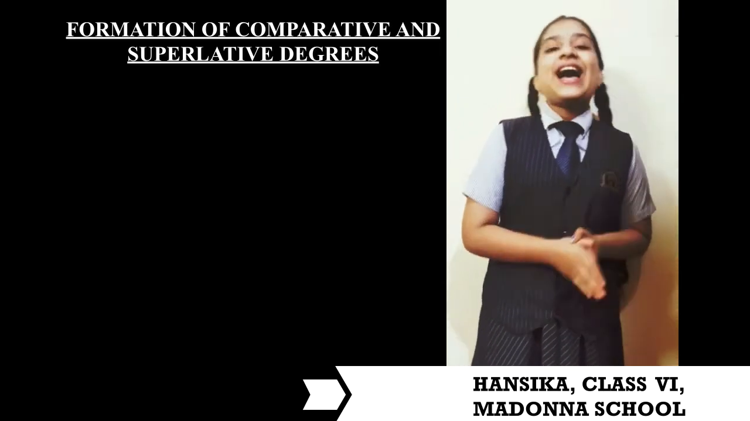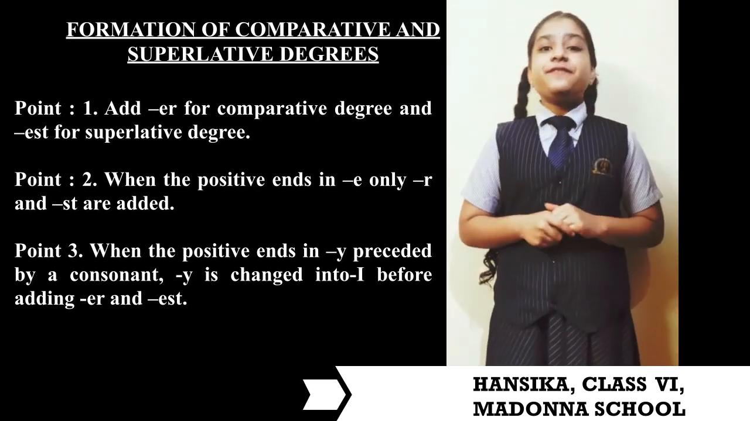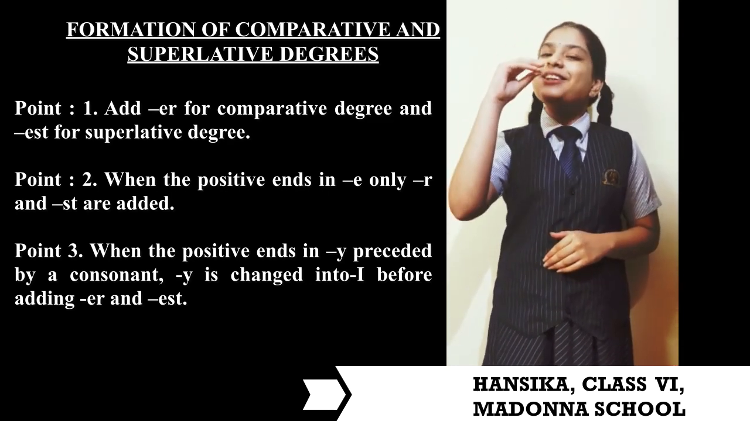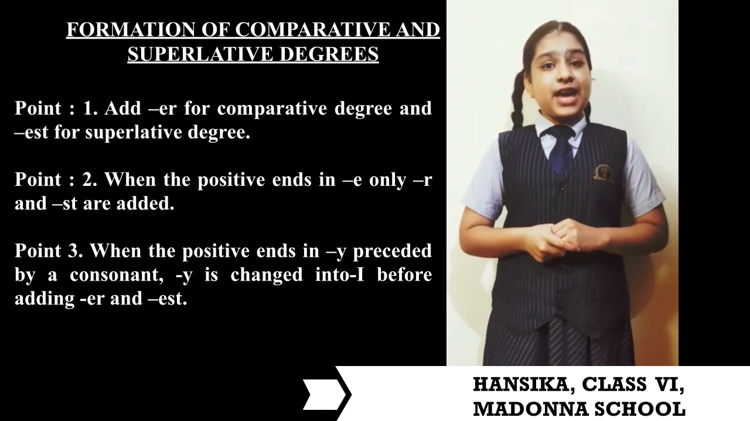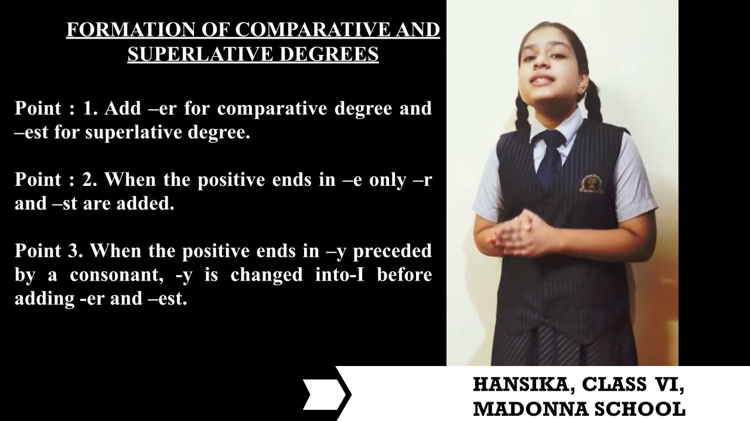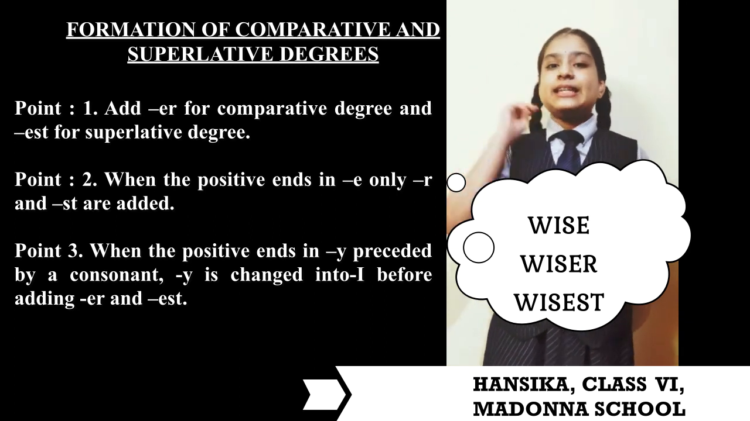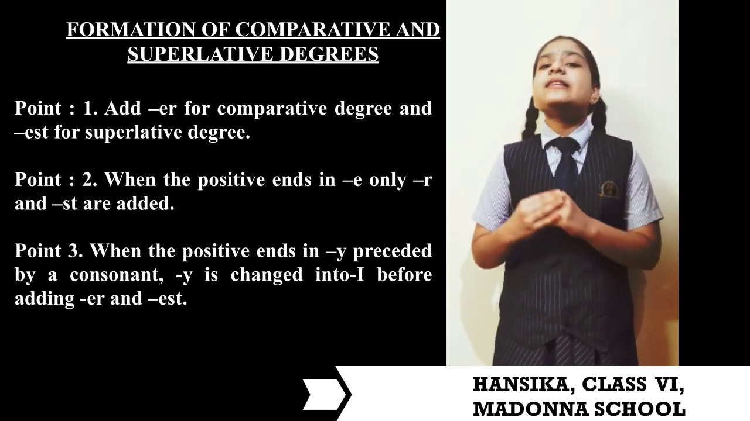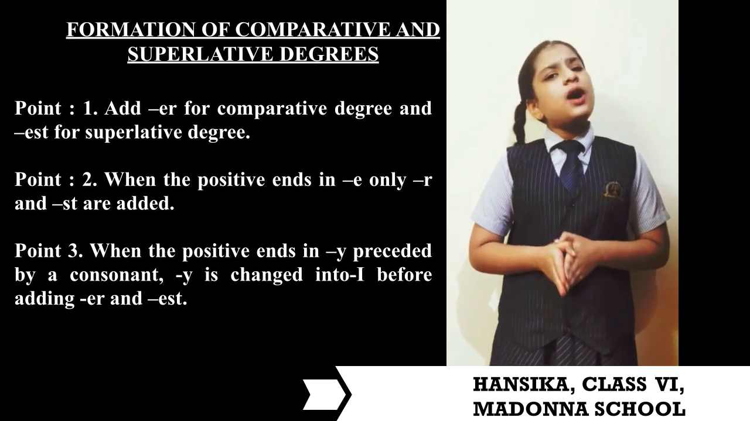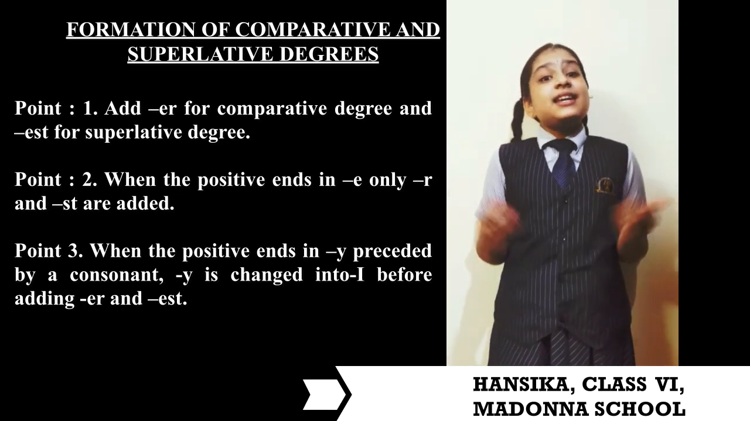Formation of comparative and superlative degrees. Point 1. Add ER for comparative degree and EST for superlative degree. Example, small, smaller, smallest. Point 2. When positive ends in E, only R and ST are added. Example, nice, nicer, nicest. Point 3. When positive ends in Y, preceded by a consonant, Y is changed into I before adding ER and EST. Example, easy, easier, easiest.